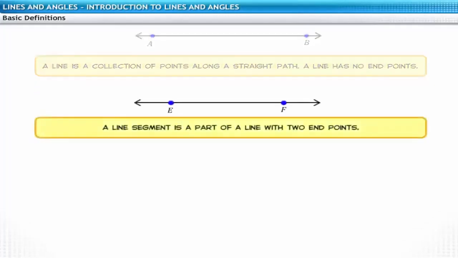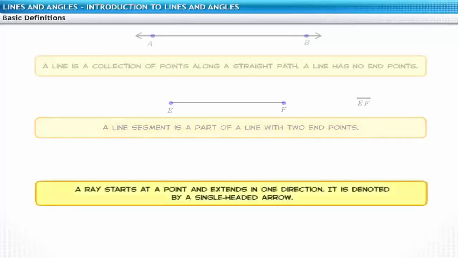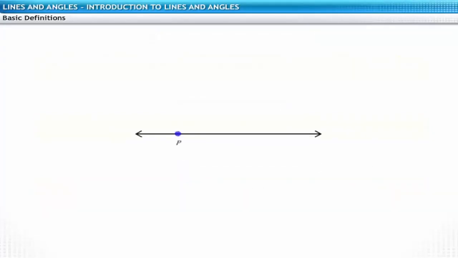A part of a line that has two endpoints is called a line segment. Let's name this line segment EF. It is denoted by a bar. And a part of a line with one endpoint is called a ray. Let's name the ray PQ. It is denoted by a single-headed arrow. All the points that lie on the same line are collinear points.